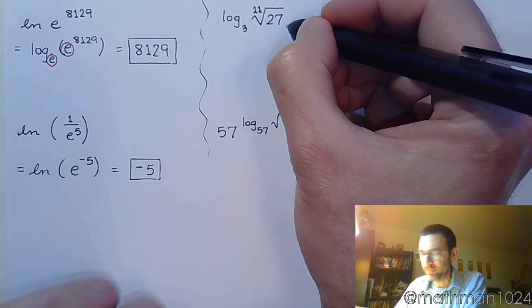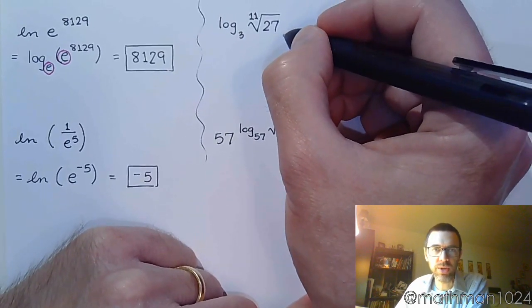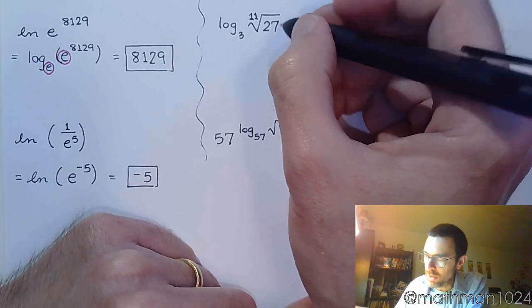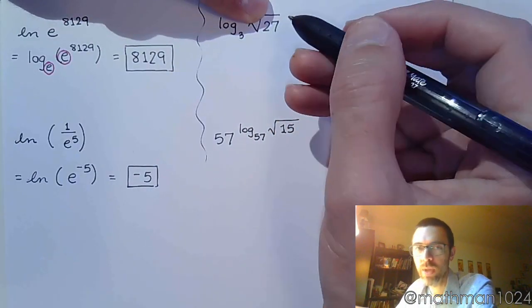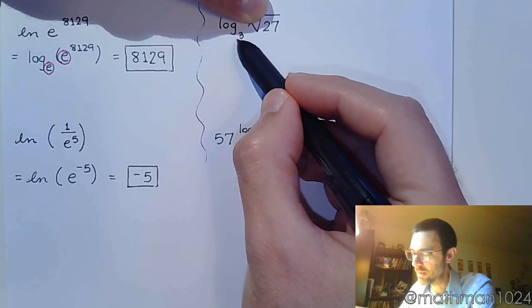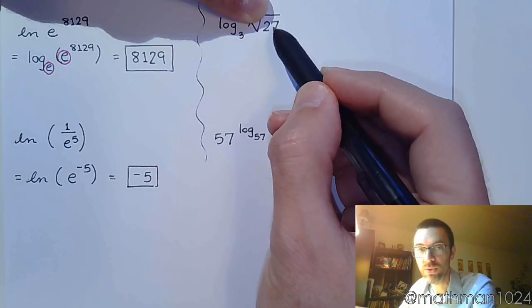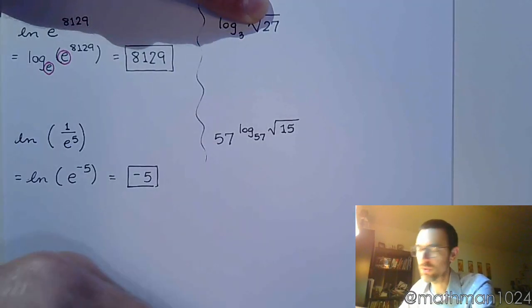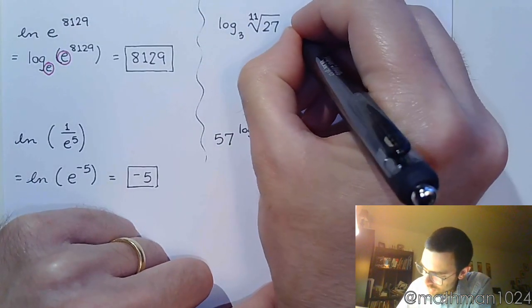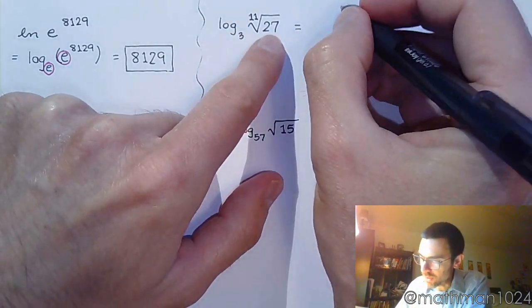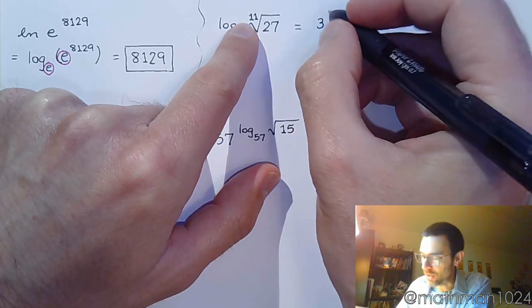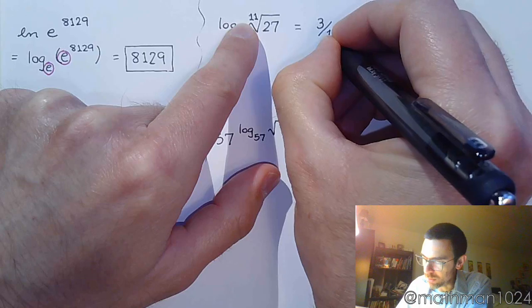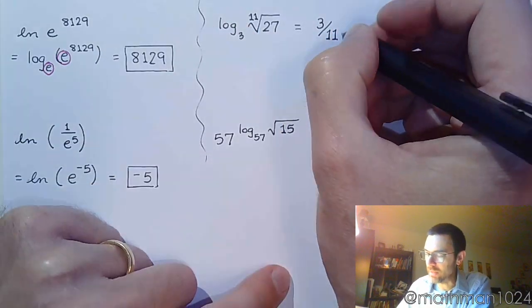Over here, well, things are a little bit trickier, right? But notice that if I didn't have this radical, if I just had this, you could say that the power of 3 that gives you 27 is 3. So you could answer that logarithm. So let's do that. What's the power of 3 that gives you 27? That's 3. But since you have an index here, that becomes the denominator of your power, so that becomes 3 over 11.